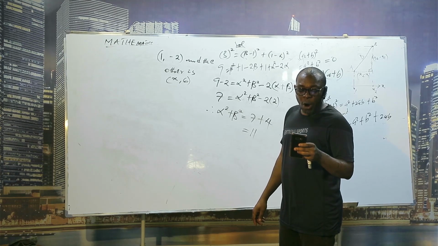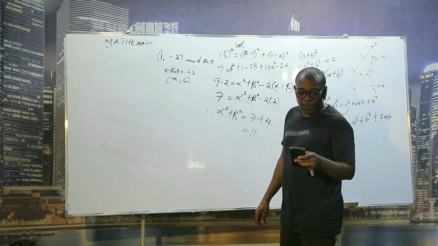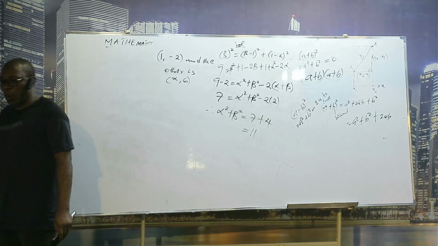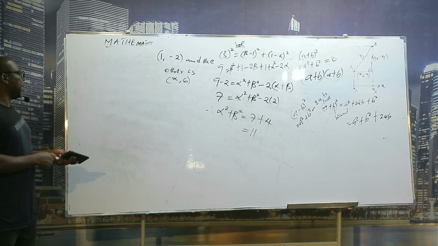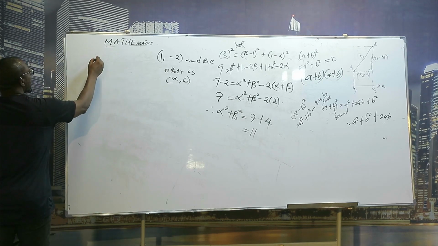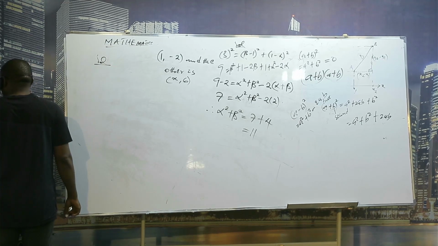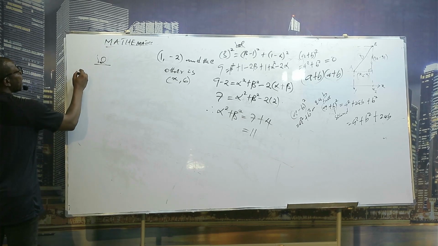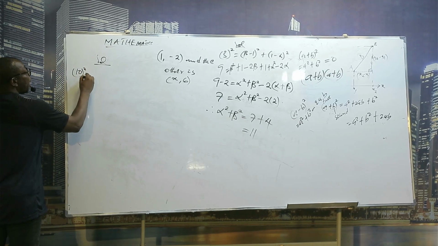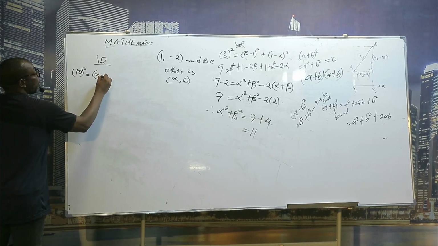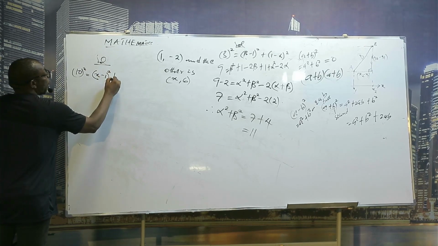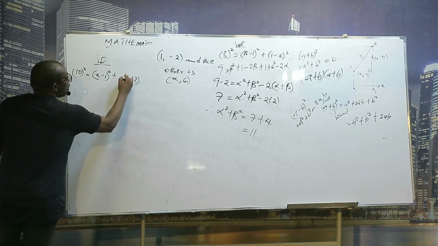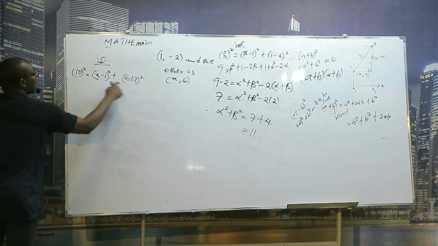Find the positive value of x. So what do I have? 10 all squared equals x minus 1 all squared plus 6 plus 6 all squared. Okay? What is this?